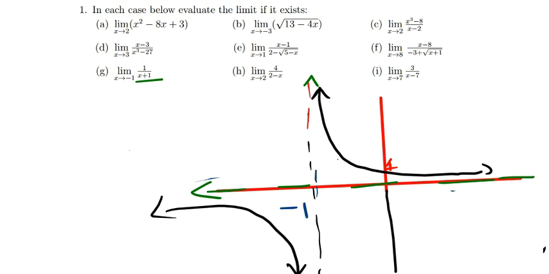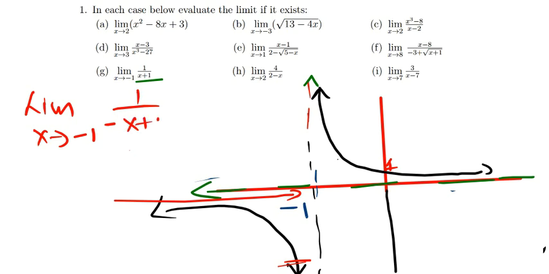So the limit as x approaches negative 1, if we go from the left side, as we are approaching negative 1, what is happening? We're going down and down and down, implying that the limit as x approaches negative 1 from the negative side, for that function, is heading towards negative infinity.